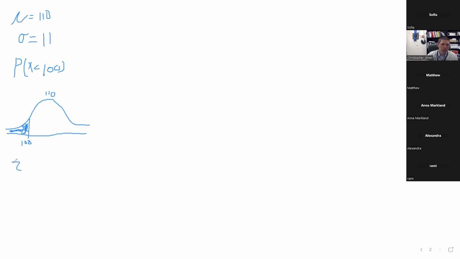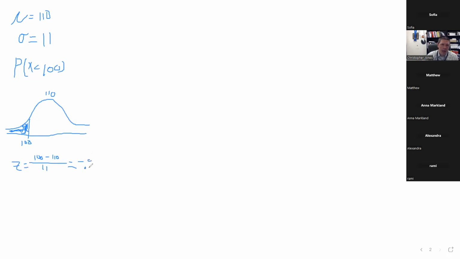Then we would go ahead and find a z-score. So z would be equal to 100 minus 110, and we would divide that by 11. Our z-score we would round to 2 places. So that would be negative 10 over 11, and I got negative 0.91.